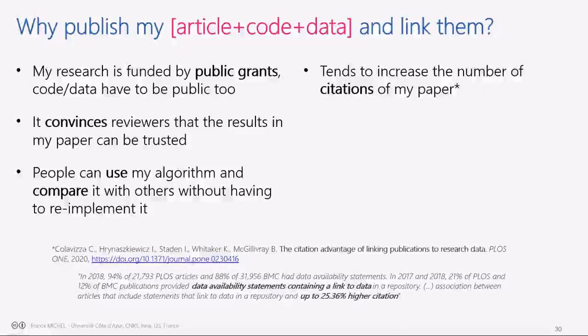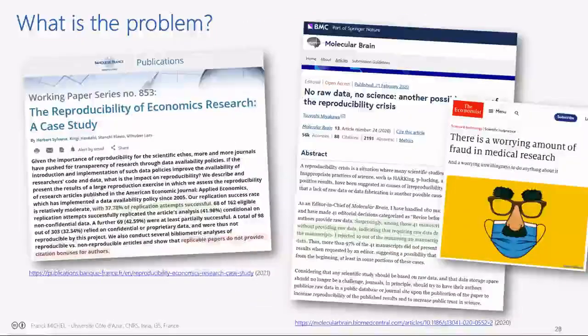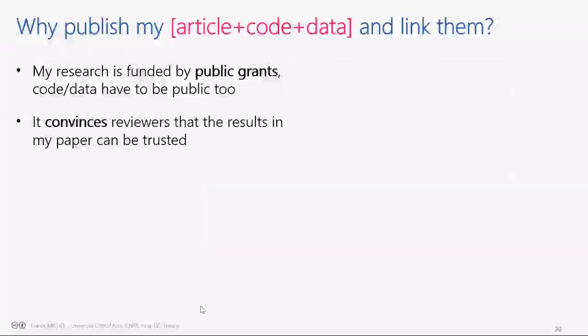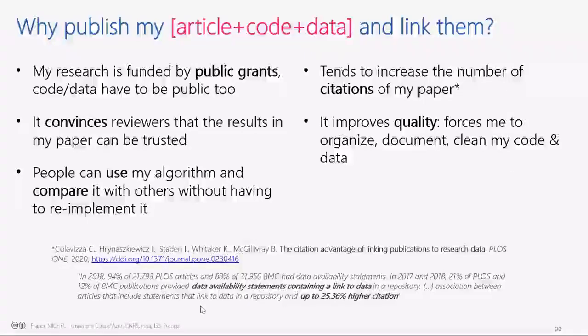To be honest, if you go back to the slide I was showing on the left, this was in the case of economics. And if you look at this sentence, it says replicable papers do not provide citation bonus for authors. So it is not so clear. Maybe it depends on the community. Maybe it doesn't have such a large impact in economics, and it has more impact in computer science. I don't have the explanation here, but it seems to be the case though.